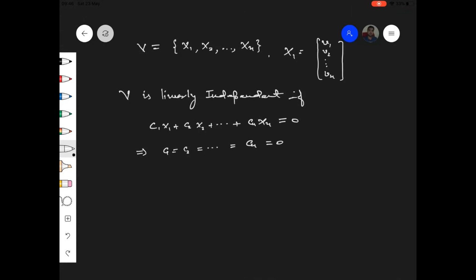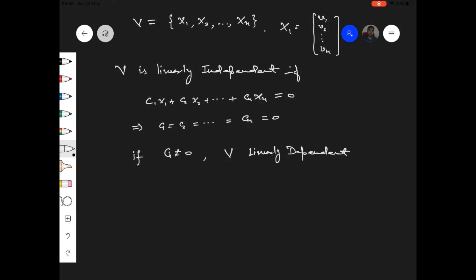If there exists a Ci for which we have a non-zero value, meaning the system has a non-trivial solution, then this set V is linearly dependent. Let's take a few examples to understand this. The main important aspect is to first write the linear combination and then equate it to 0 and solve this system. It will lead us to the linear independence or dependence of the given set.